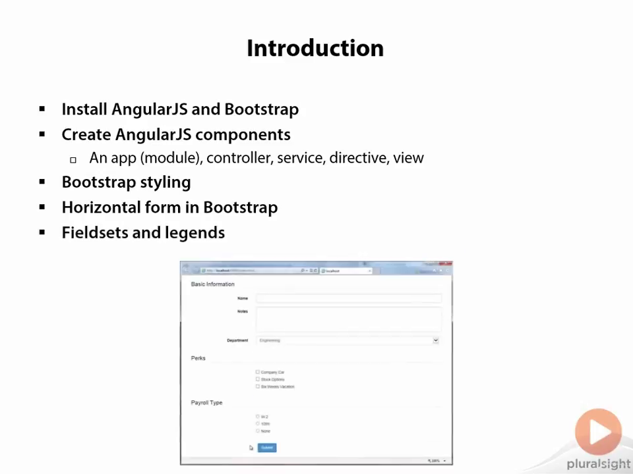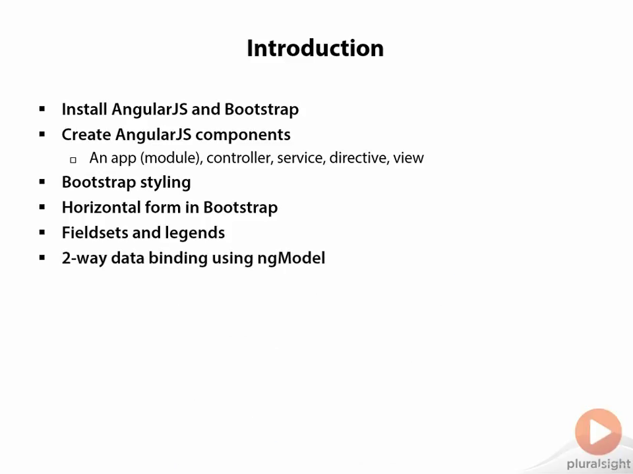Bootstrap has special stylings for field sets, which divide forms into sections. We'll work with the field set and legend tags to further refine our form's appearance. Next, we'll set up our form for two-way data binding. We'll make sure our Angular controller and service work together to get data into and out of our form.